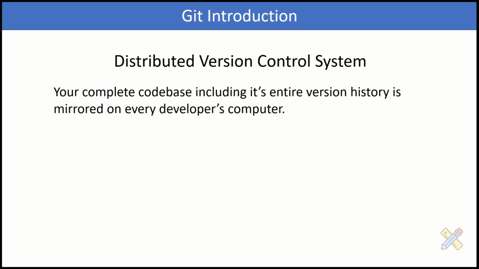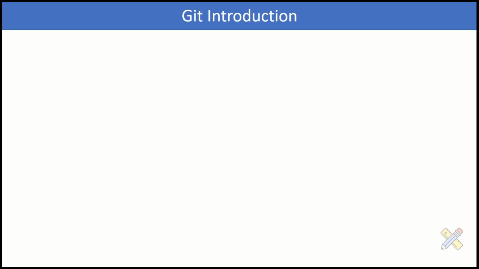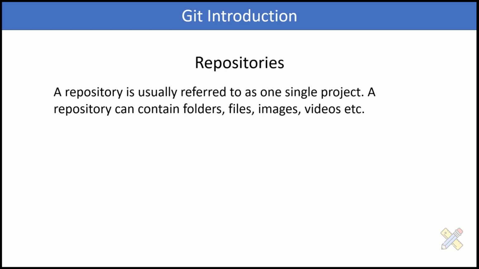There are certain components that Git comprises of, and we'll discuss them briefly one by one. Repositories. A repository is usually referred to as one single project. A repository can contain folders, files, images, videos, etc. You can think of it as one root directory inside which every file or folder is tracked. All the version information is also stored inside it.